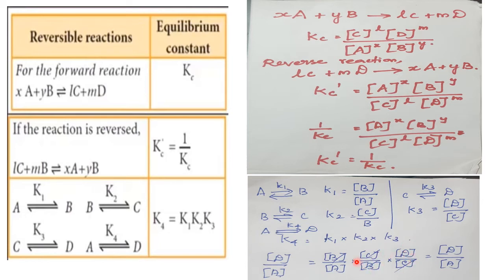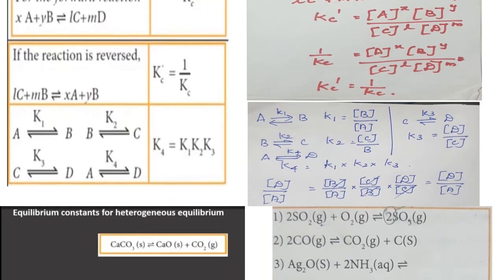Terms are cancelled, which means you can get D by A. So the concentration of D by A is the answer for K4. So we can prove that K4 is equal to K1 into K2 into K3, right? This is also one relation used in doing problems.